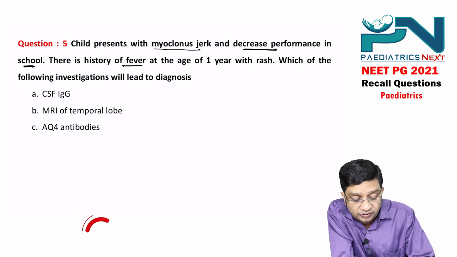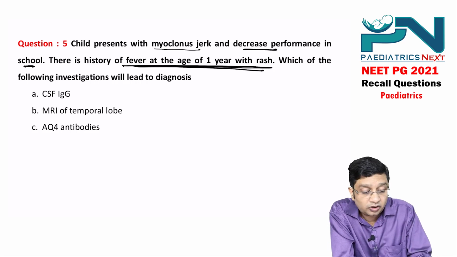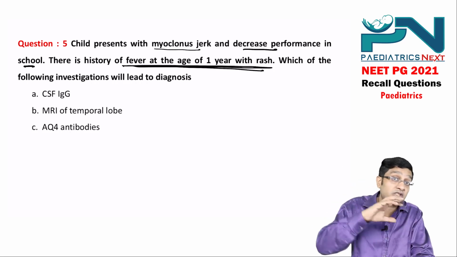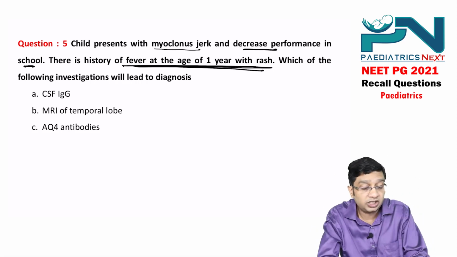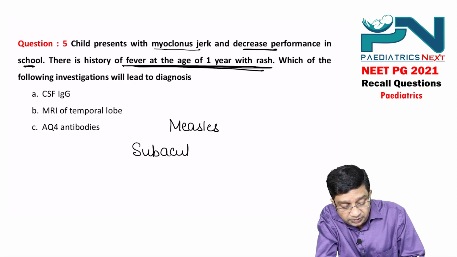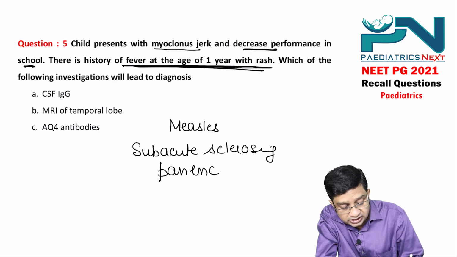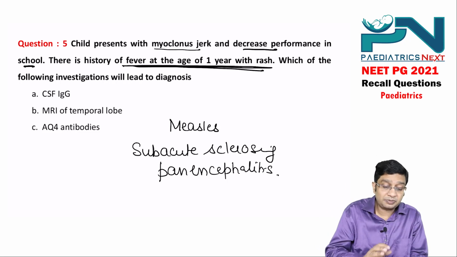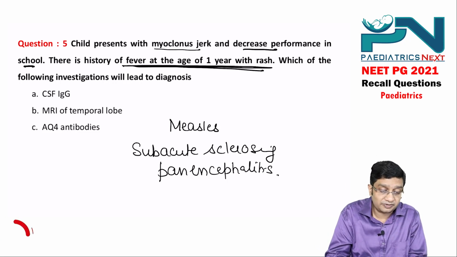There is history of fever at the age of 1 year with rash. Fever with rash, which of the following investigations will lead to diagnosis? History of fever with rash around the age of 1 year. Most likely we are saying it is a case of measles at that time, and the child is now presenting with subacute sclerosing panencephalitis, right? So that is the picture, subacute sclerosing panencephalitis.